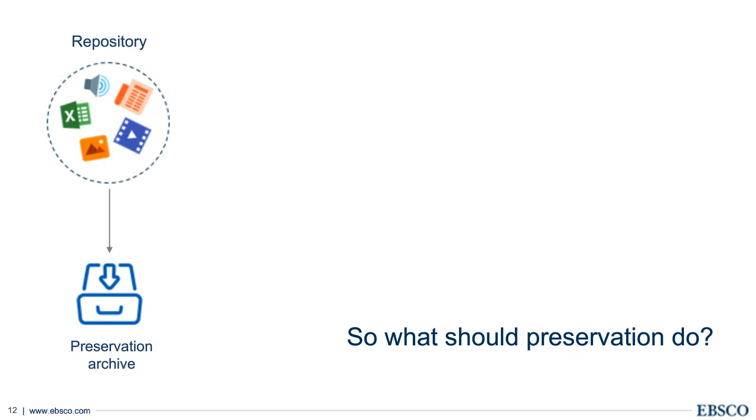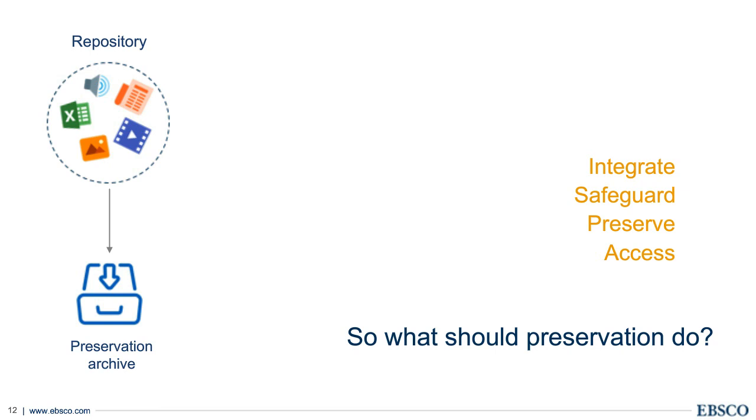So what should preservation do for the library? Well, it should be able to integrate with an existing collection. It should be able to safeguard that digital collection of content. It should be able to preserve it and also be able to provide access. Right? That's the most important thing, is we're here to make sure that that content is accessible.